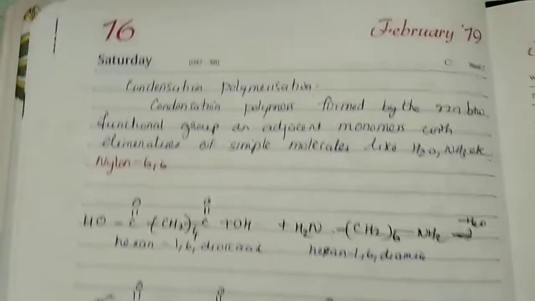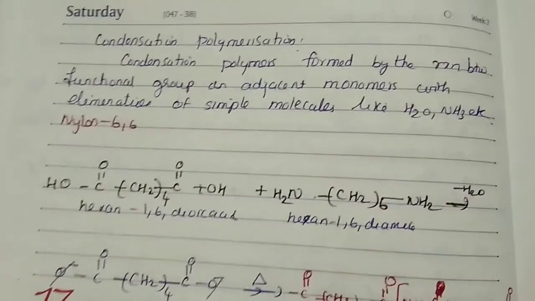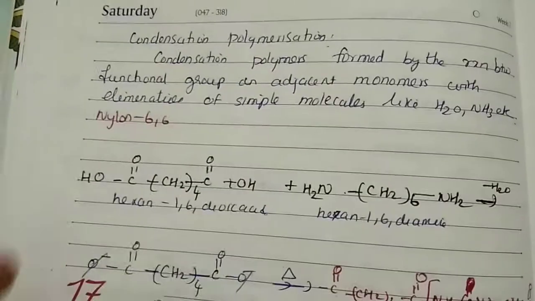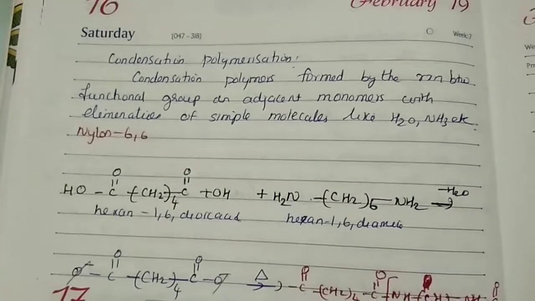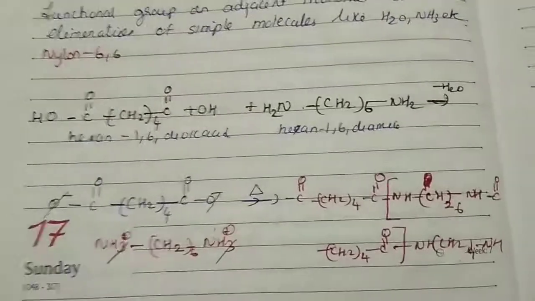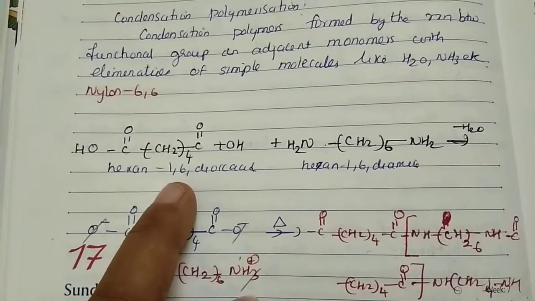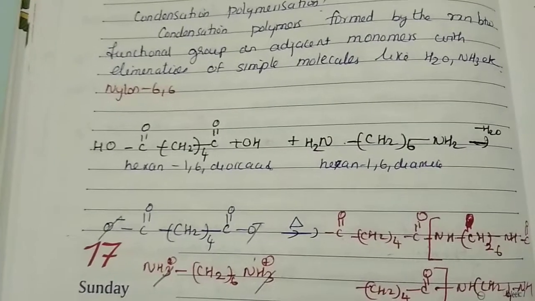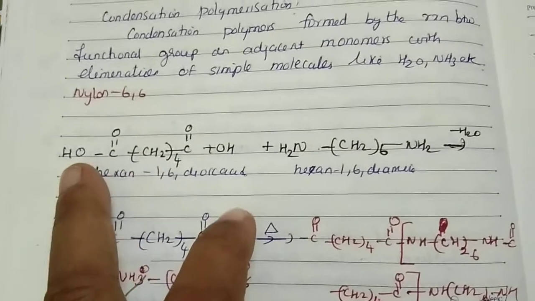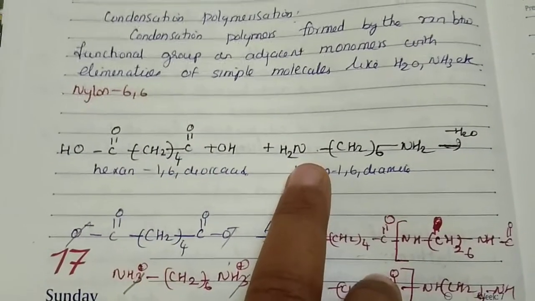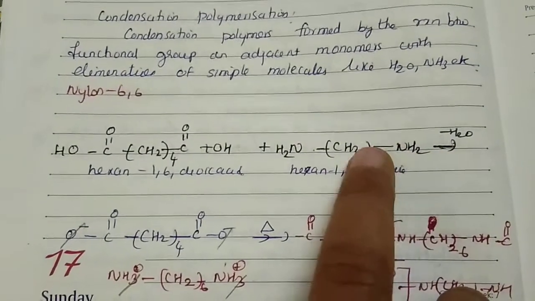Then condensation polymerization. Condensation polymers are formed by the reaction between functional groups of adjacent monomers with elimination of simple molecules like H2O and NH3. Okay, see the preparation of nylon 6,6. Hexane 1,6 dioic acid and hexane 1,6 diamine. Here this H moves here forming NH3+, this H moves here forming NH3+. So this is the nylon salt.